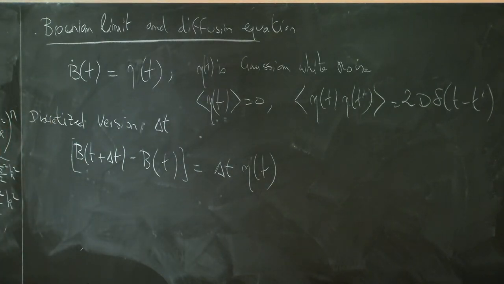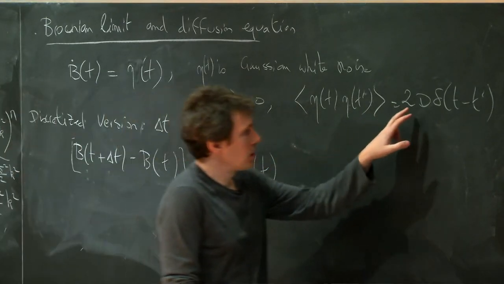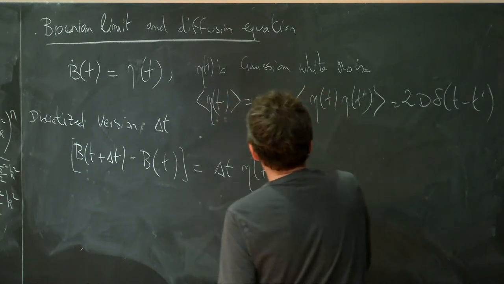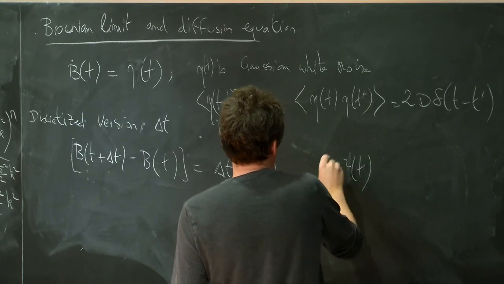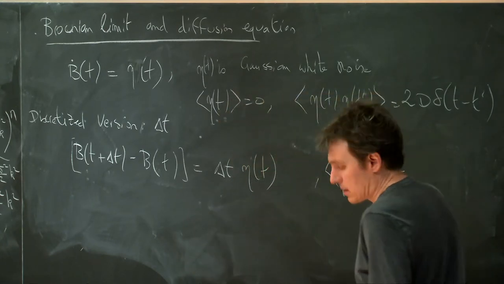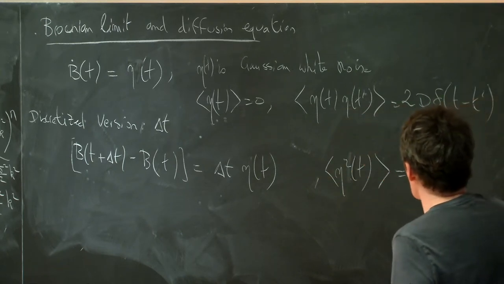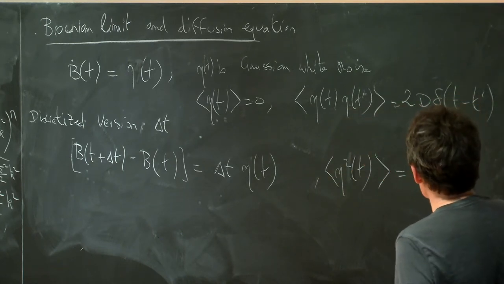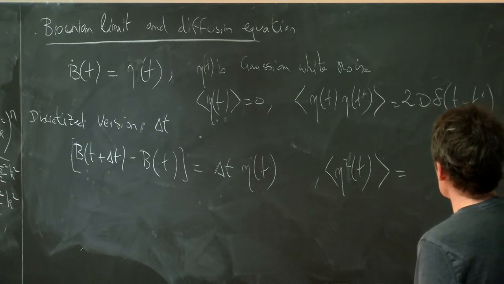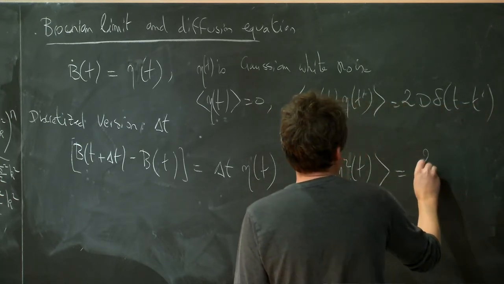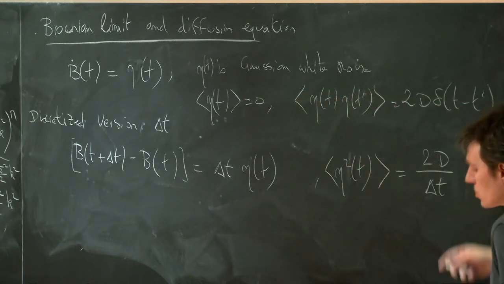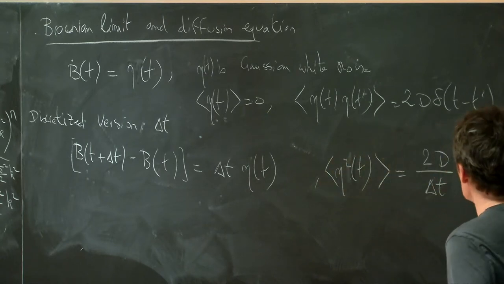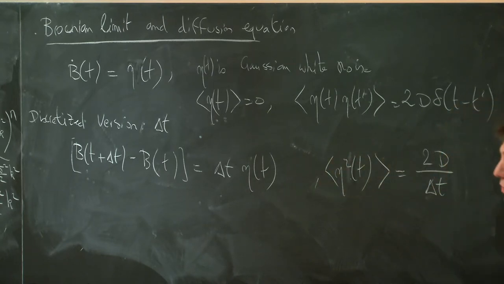Now what I need to do, of course, is tell you what this quantity becomes, because in this discretized version it is well defined, and it has to be regularized. In other words, I need to regularize in some way this delta of t minus t prime. The correct way to do it is simply to say that this eta square of t is just 2D divided by delta t. That's the discretized version of the delta function.